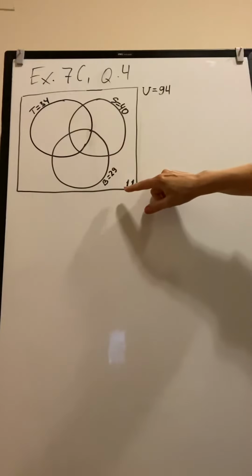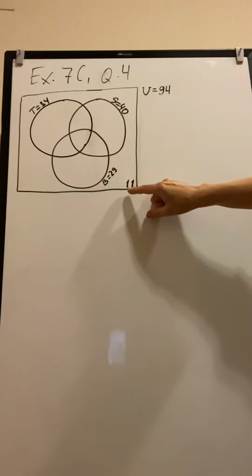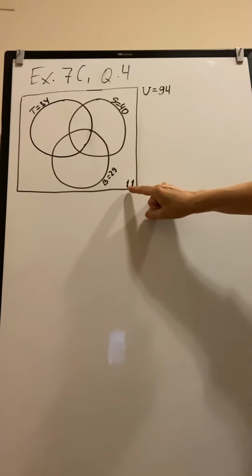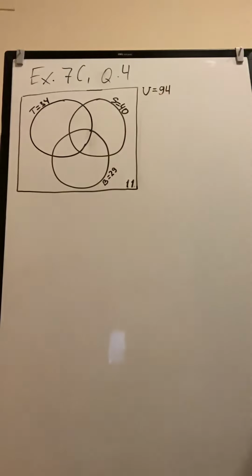They're also telling us that 11 cars failed for none of these reasons. So we will put that in the bottom right hand corner, where U is the sample space, and the total number of cars tested is 94. So that's some of the information.